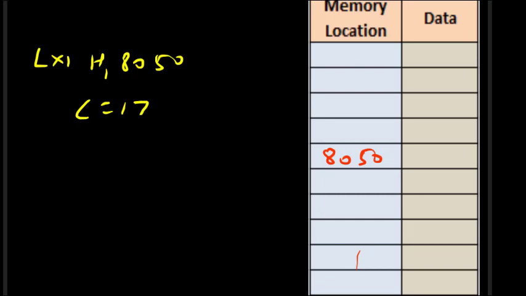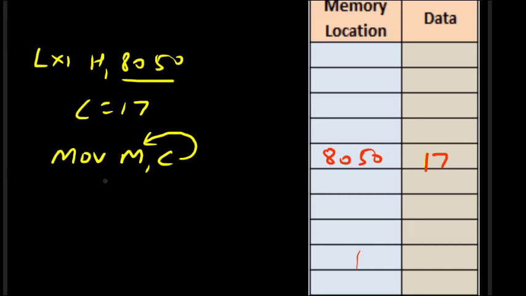Let us take one more example. Suppose we have a memory location here, 8050 and so on. If we write the instruction LXI H 8050, and register C contains 17, and now we write the instruction MOV M, C, the contents of register C are transferred to the memory location pointed to by the HL register pair. So 17 gets stored here.